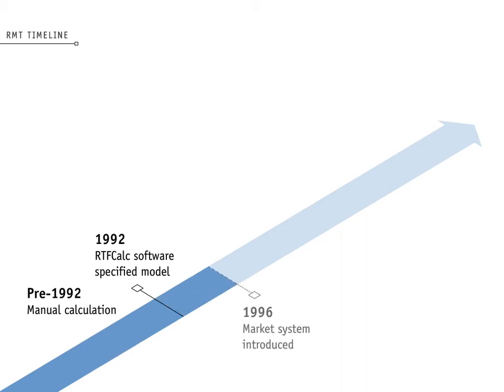In 1995, the government announced significant reform of the electricity industry, including a framework for buying and selling electricity through a wholesale pool. A key driver was to supply New Zealand with the appropriate quantity of power at minimum cost. In 1996, the government officially introduced the wholesale electricity market. There were some changes to RTF Calc to accommodate the new market environment.